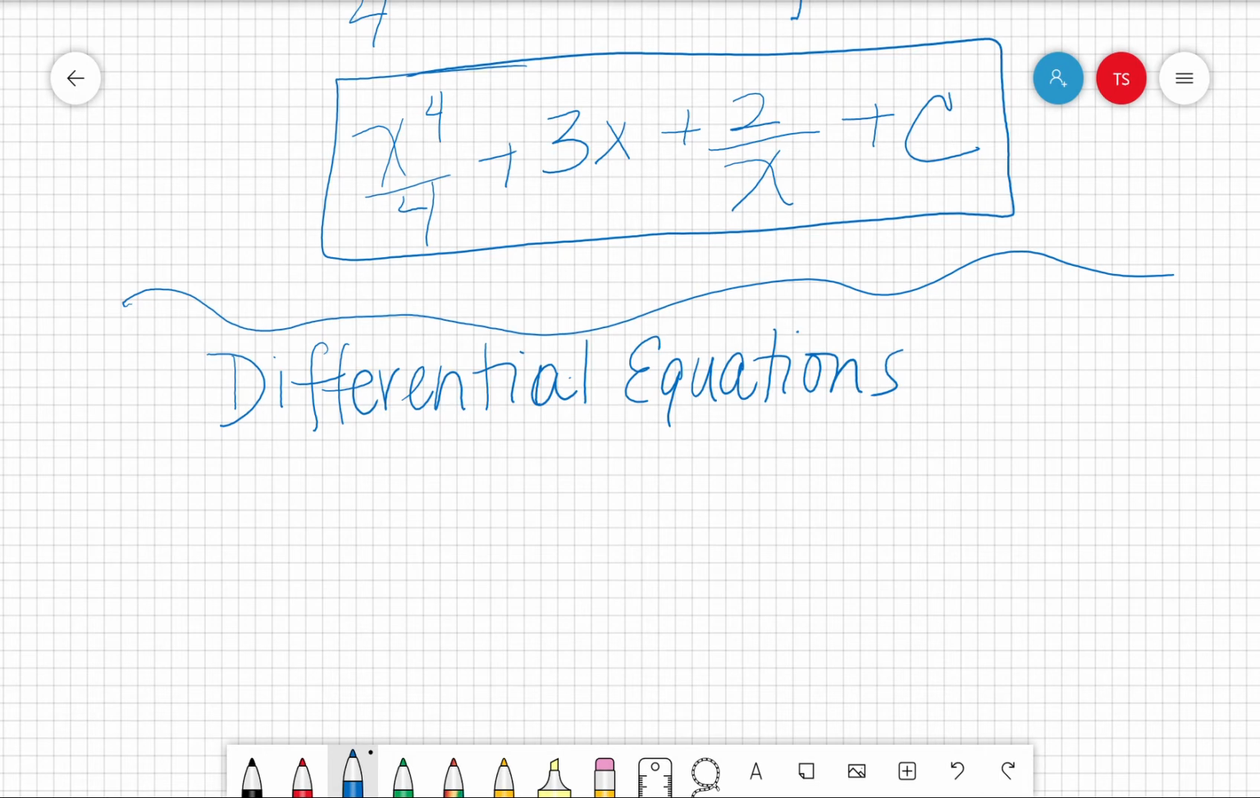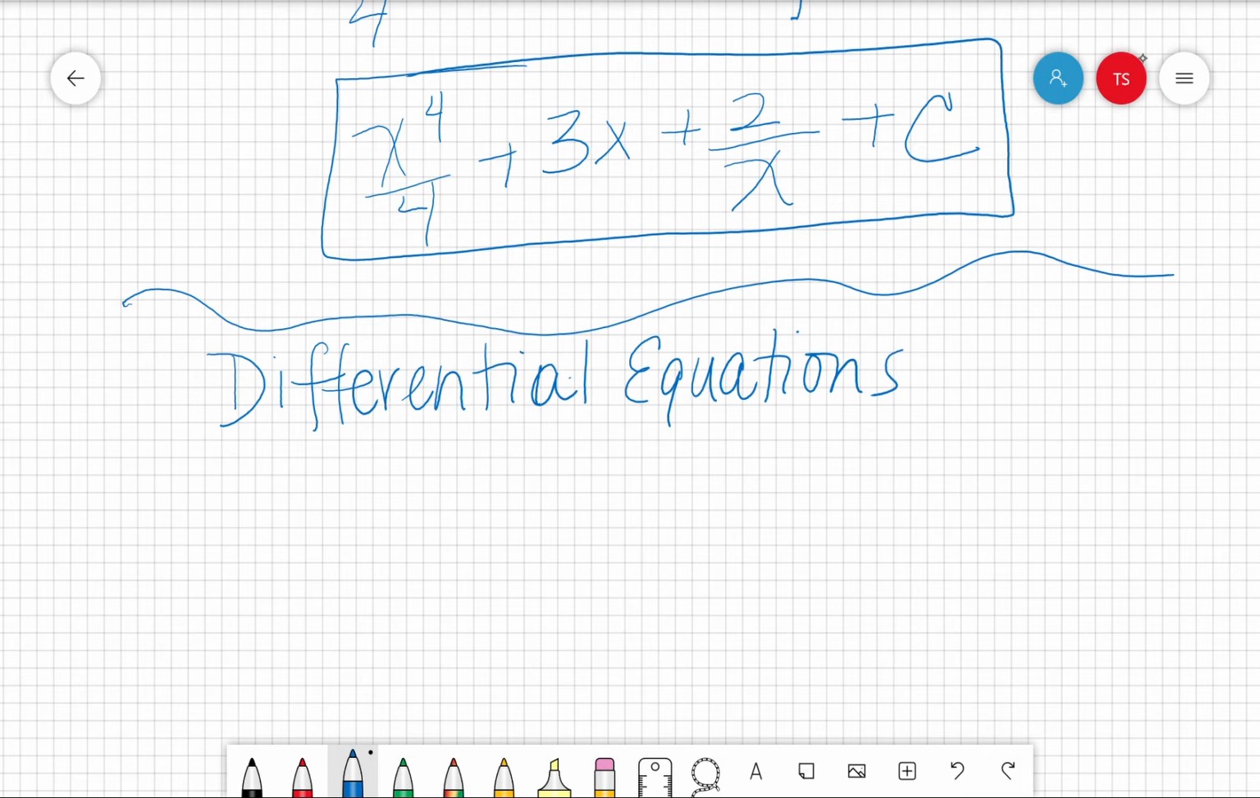One of the things that we're able to do with integration is to solve what we call a differential equation. In a differential equation, you're given some information about the rate of change of a function, and you find the original function. So in its simplest form, you're given the derivative of a function.